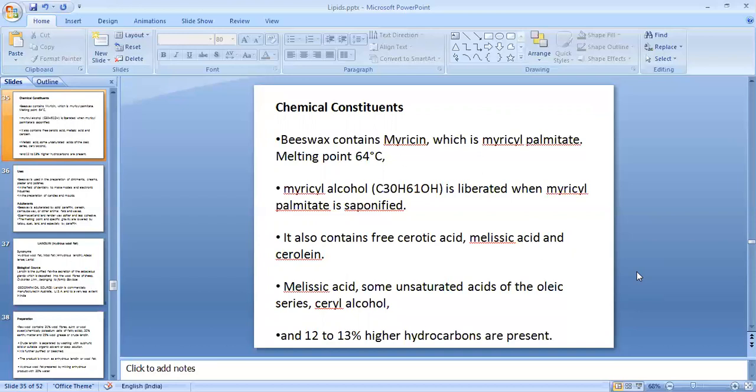Apart from this ester, it also contains free cerotic acid, melissic acid and cerolein. Along with these, it has some unsaturated fatty acids like oleic acid, and also alcohols like ceryl alcohol. And apart from that, it also contains around 12 to 13% of higher hydrocarbons. So these are all about the chemical constituents of beeswax.